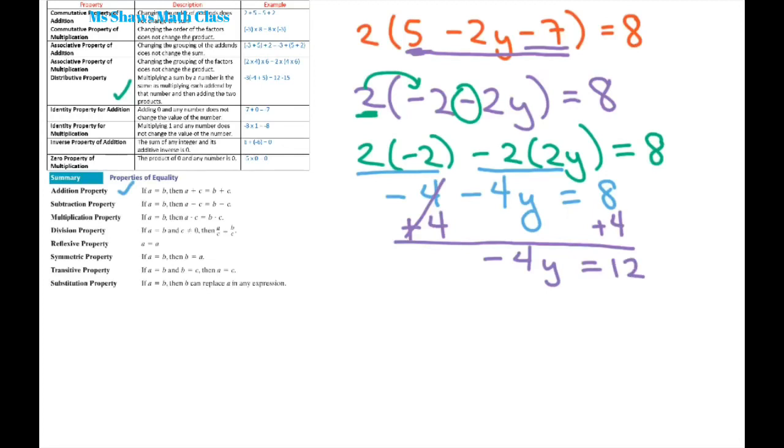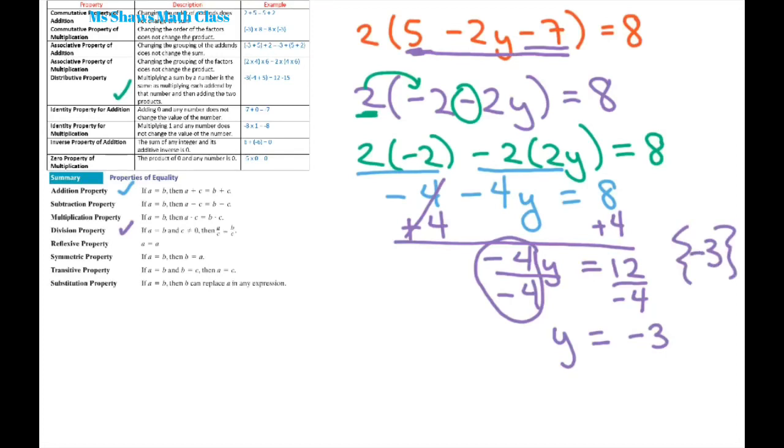Now use your division property of equality and divide both sides by negative 4. And negative 4 divided by negative 4 is just 1. 1 times y is y. So you get y equals negative 3. We want to write our solution like that, our solution set. And now we want to use our property of substitution and check our solutions.